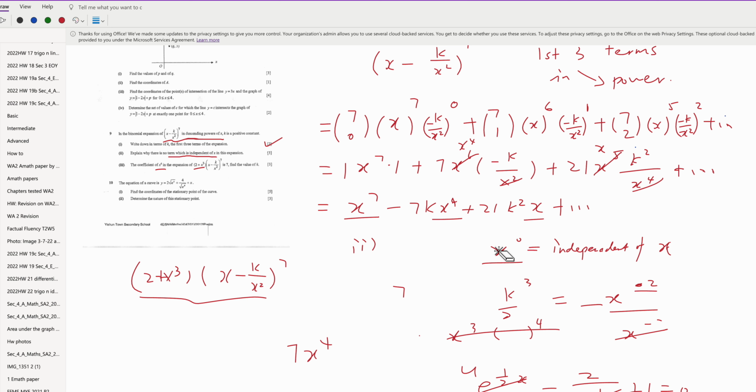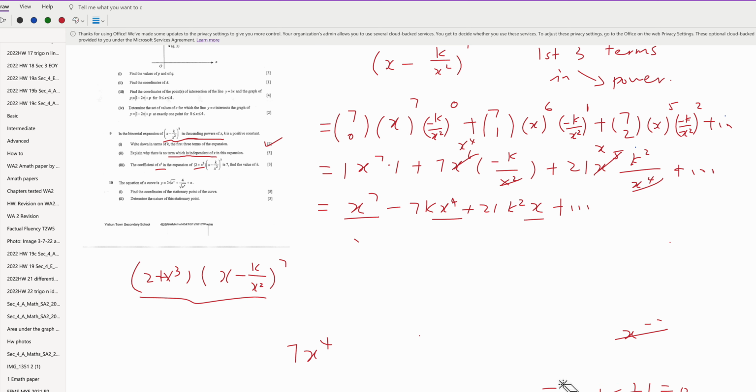So I can erase this. So how? You just ask yourself, can you see the 2 here? So this 2 times this will give you negative 14k x to the power 4. So that's one x to the power 4 term after the expansion. Then another one. How do you get x to the power 4? Is it this one times this one? That will give you plus 21k squared x to the power 4. The rest don't matter.